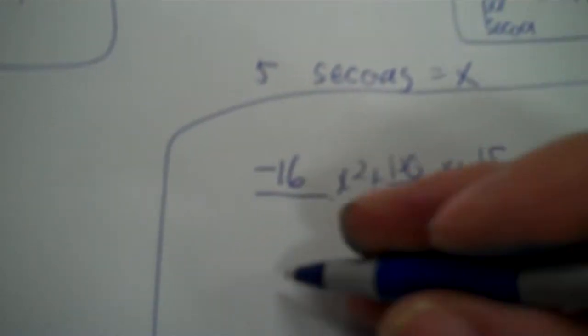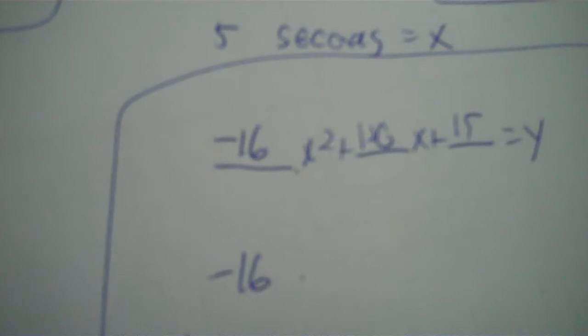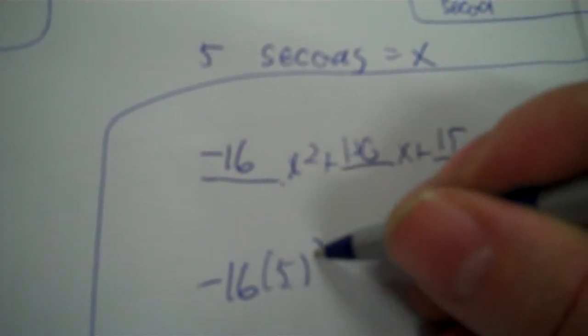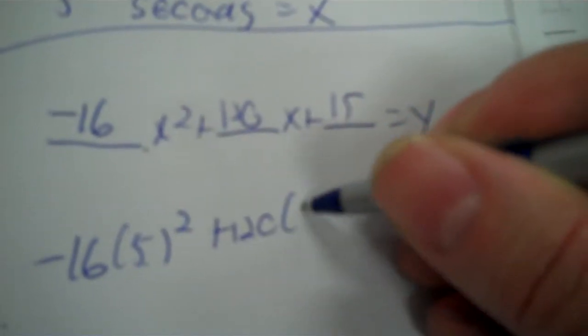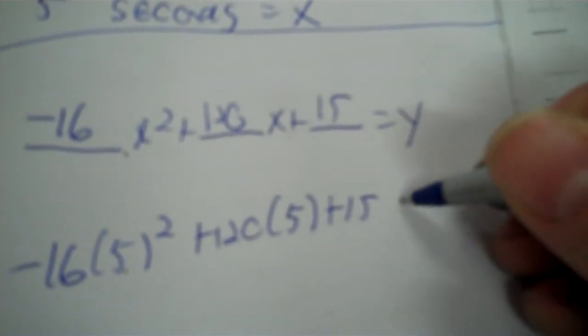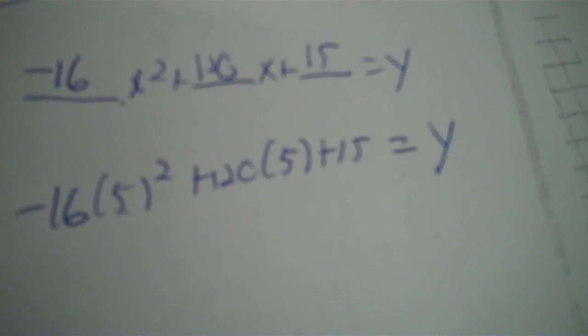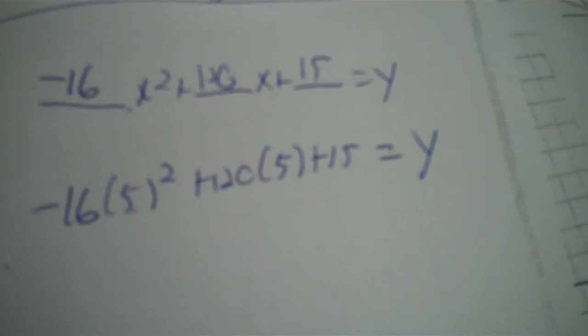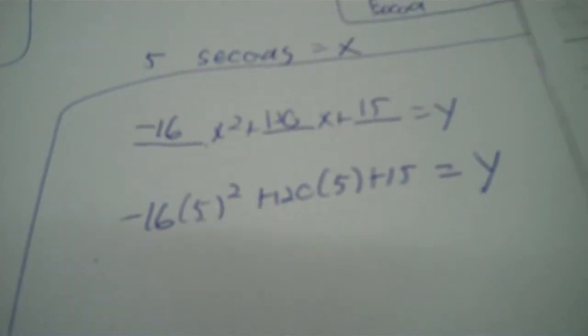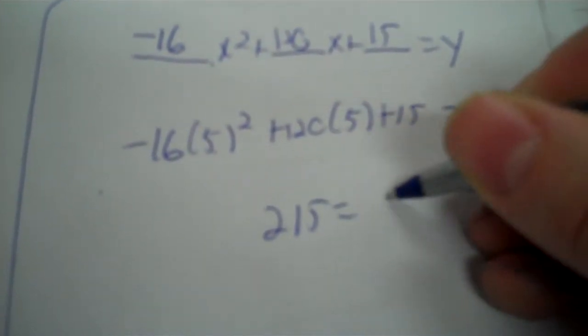Now is that an input or is that an output? Well, seconds is x, so that's going to be an input. Okay, it goes in there. Negative 16, parentheses 5 squared, plus 120, input 5, plus 15 equals output y. Output's always what you're equal to. Okay, plug that in and you come up with your answer, which is 215. So 215 feet.